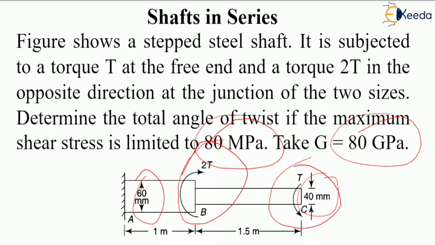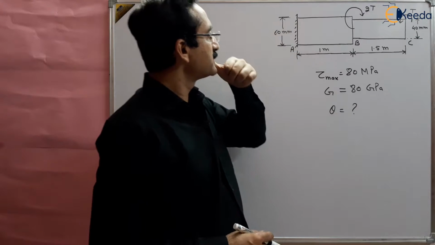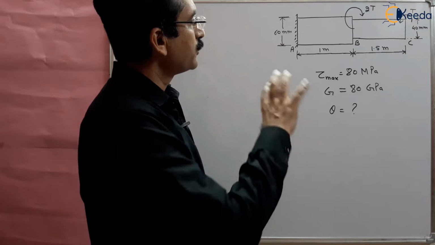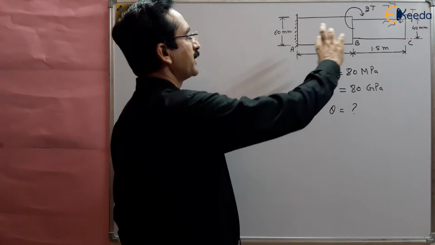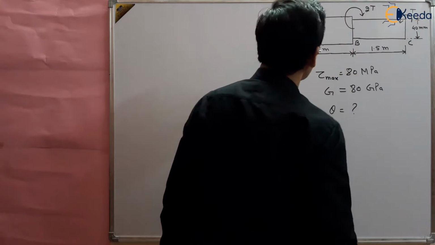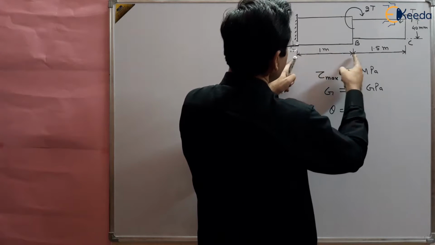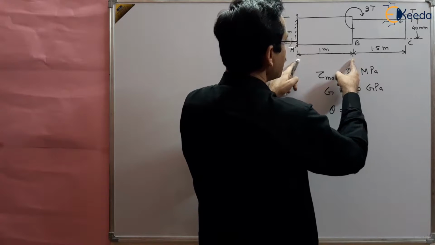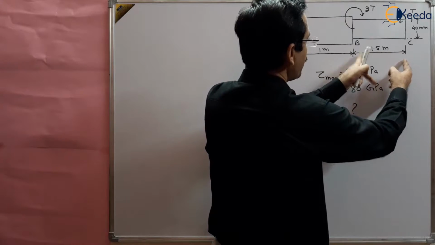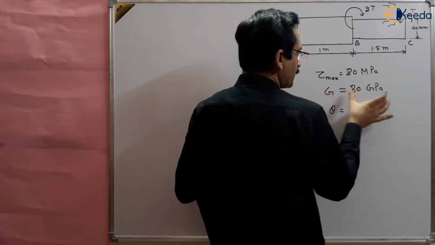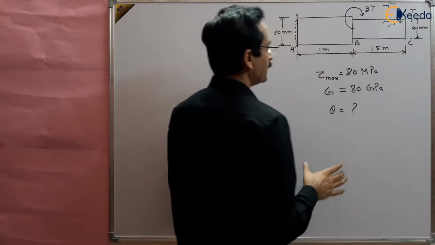So let us solve this problem. This is the question of shafts in series. When the shafts are given in series and the torque is applied at different points of the cross section of the shaft, right? Here it is given that this part of the shaft is 1 meter in length and this part is 1.5 meter in length, and both are of the same material, and the modulus of rigidity of the material is given as 80 gigapascal.